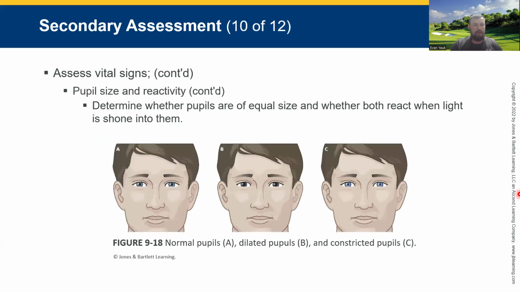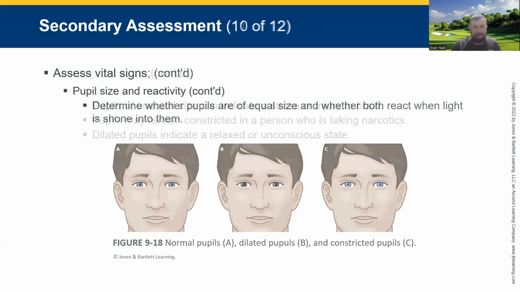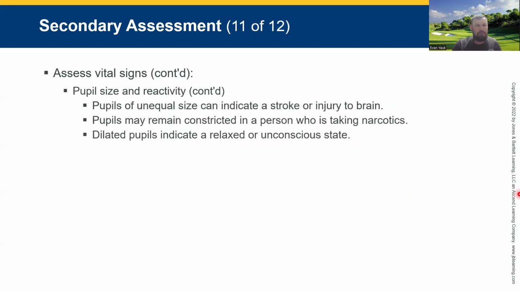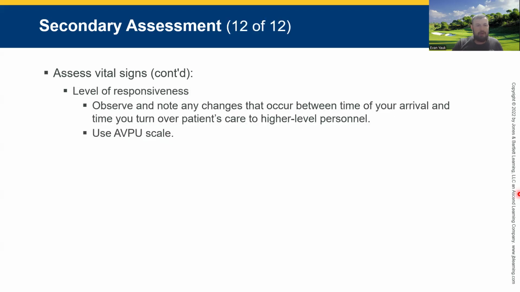Determine whether pupils are equal in size and whether they both react. Pupils of unequal sizes can indicate stroke or injury to the brain. Pupils may remain constricted in a person who is taking narcotics. Dilated pupils indicate a relaxed or unconscious state. We'll talk more about this in person.